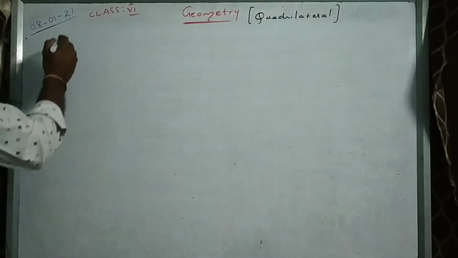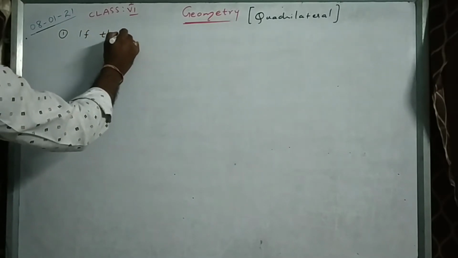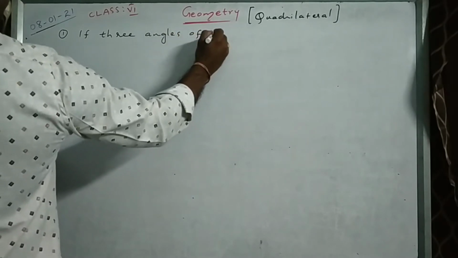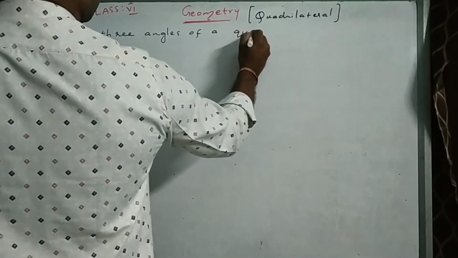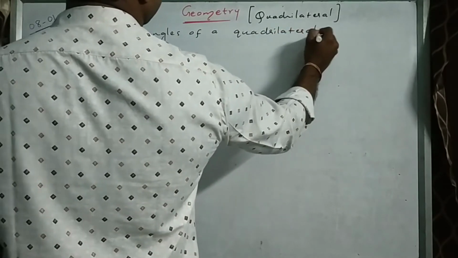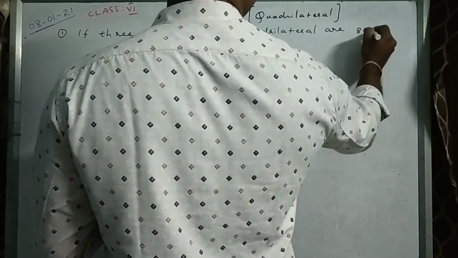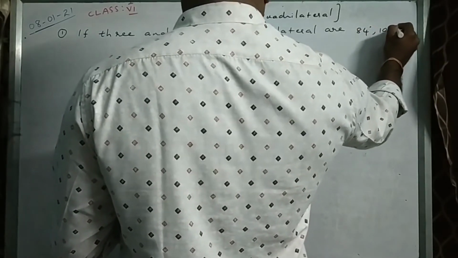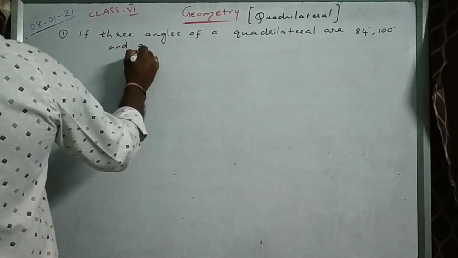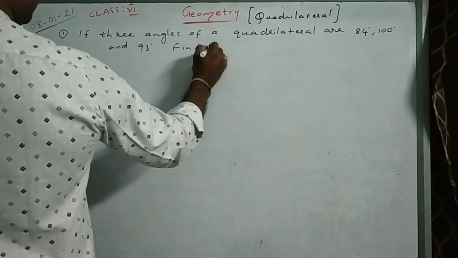If 3 angles of a quadrilateral are 84 degrees, 100 degrees and 93 degrees.